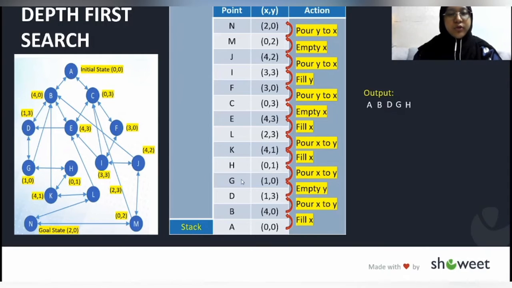So G we already used, so we choose K. Output and put in the stack. So the action is fill 4 in X. So we get the state 4 in X and 1 in Y.